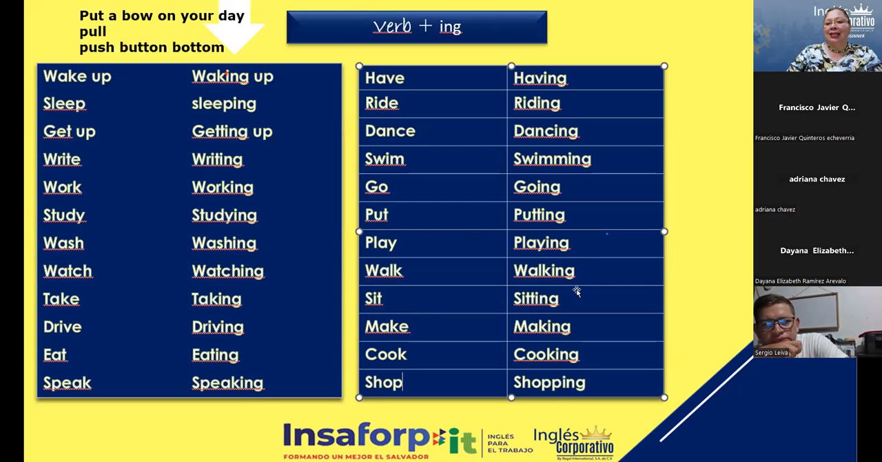Walking. Sit, sitting. Make, making. Cooking. Shopping.